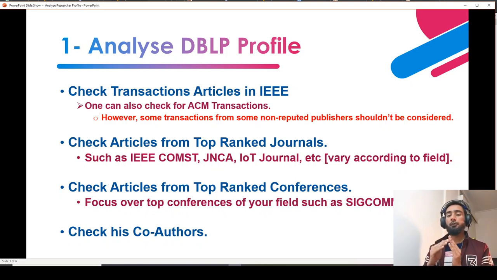Next, you need to check what are his top journals, what are his top conferences. Like, is he publishing in good journals of IEEE, Elsevier, Springer, Wiley, or he's just publishing in some local journals, or whether he's publishing in some top ranked conferences or just some local conferences.